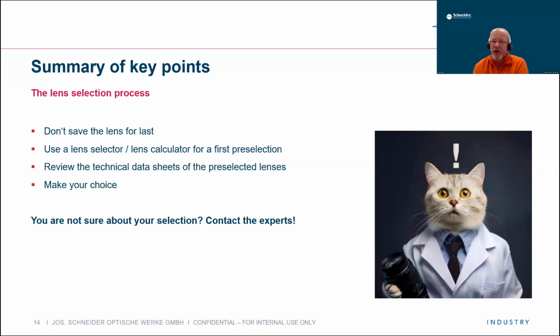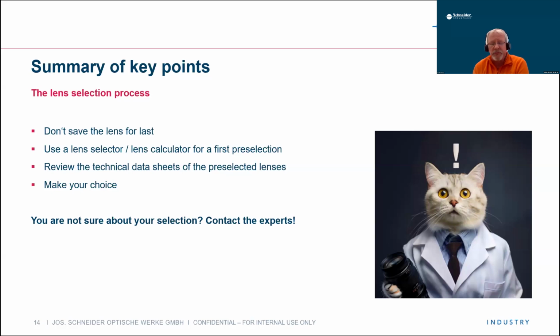If you're not an optical expert, you can of course use the lens selector or the lens calculator, which is offered by the lens manufacturer, in order to get the first pre-selection. At least you get a focal length or focal length range that you need for your application to fulfill the requirements for the object size and working distance. But after that, review the technical data sheets of the pre-selected lenses, and you will see the one is performing better here, the other one is performing better there, and you can make your final choice, what will be the best lens for your application.